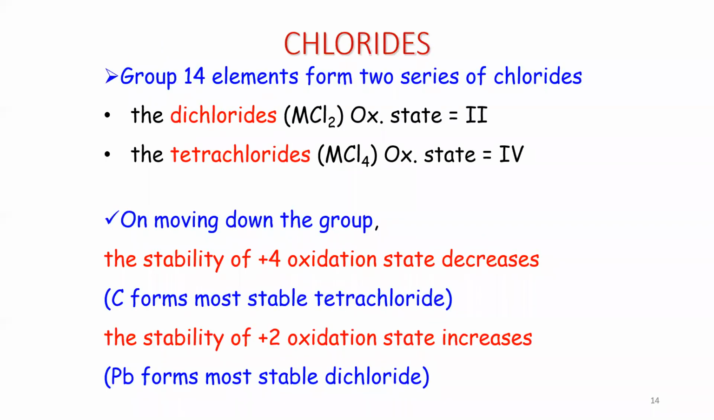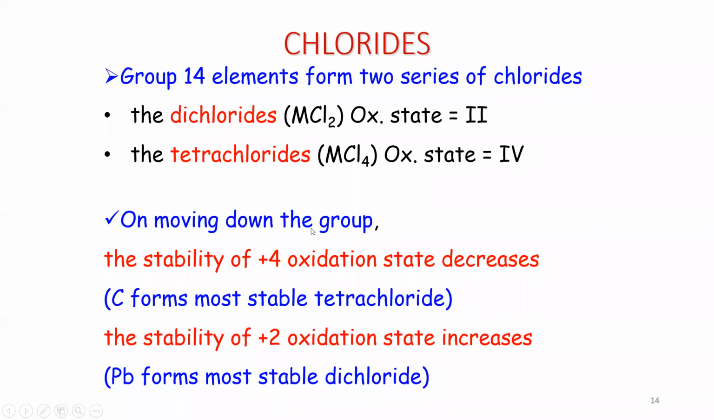So now we look at their reactions. The first is chlorides. So they form chlorides. Of course, formation of chloride is the reaction of the metal with halogens. So your group 14 elements form two series of chlorides, the dichloride and the tetrachloride, that is, oxidation states of +2 and +4.